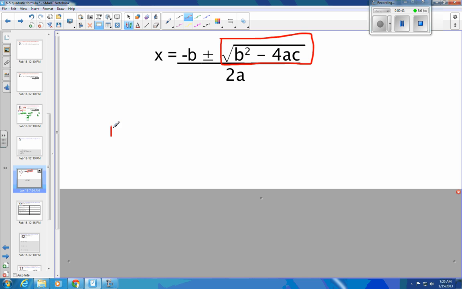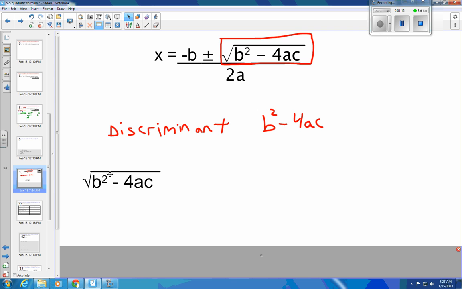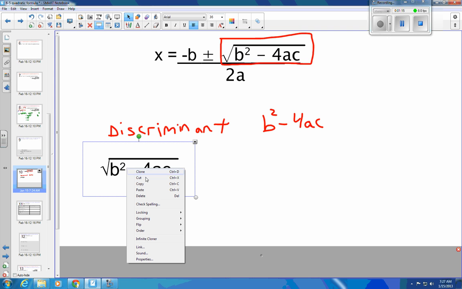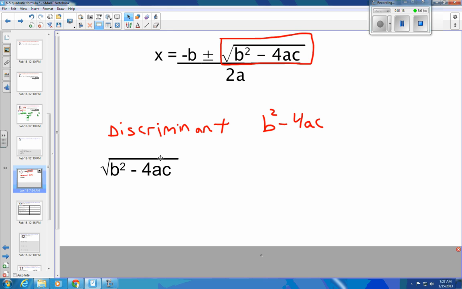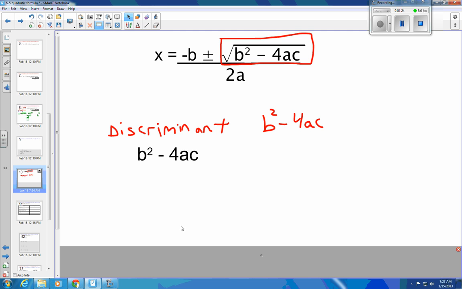And you spell discriminant D-I-S-C-R-I-M, discriminant. And that's just this part here. So it's the b squared minus 4ac. So when we talk about discriminant, we're talking about just that b squared minus 4ac, which is that part down here. So let me go over kind of what that controls. And it's not actually the square root part. So let me ungroup and get rid of that. So that's our discriminant right there.